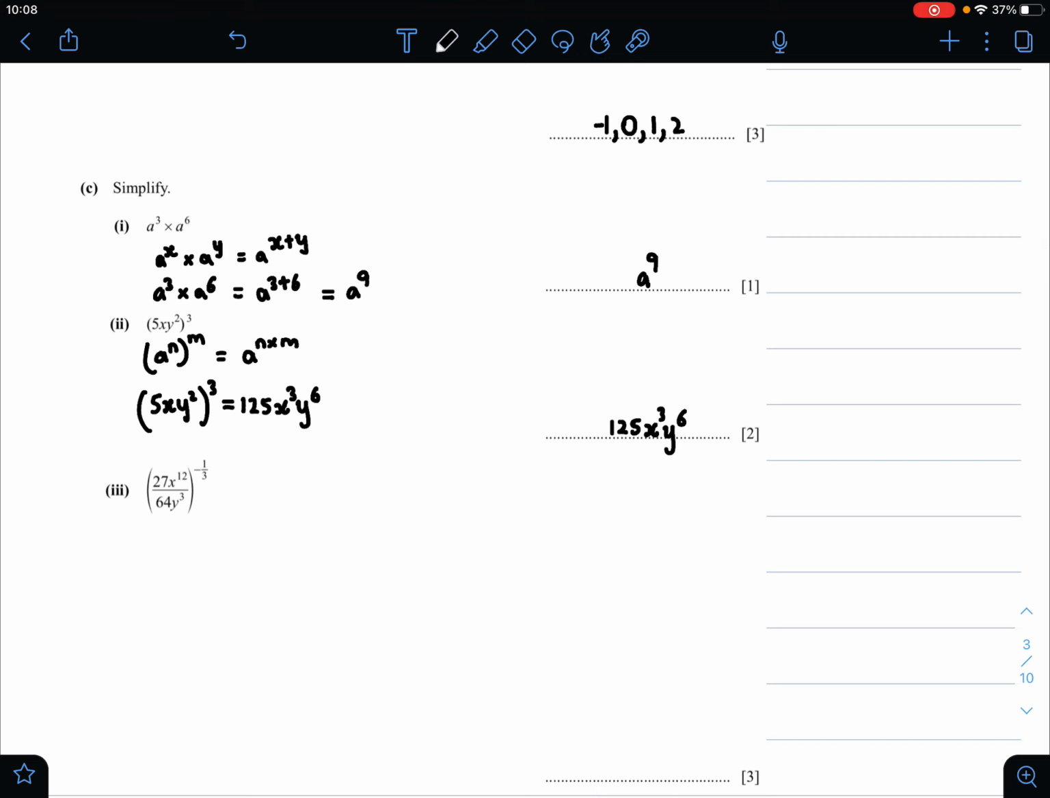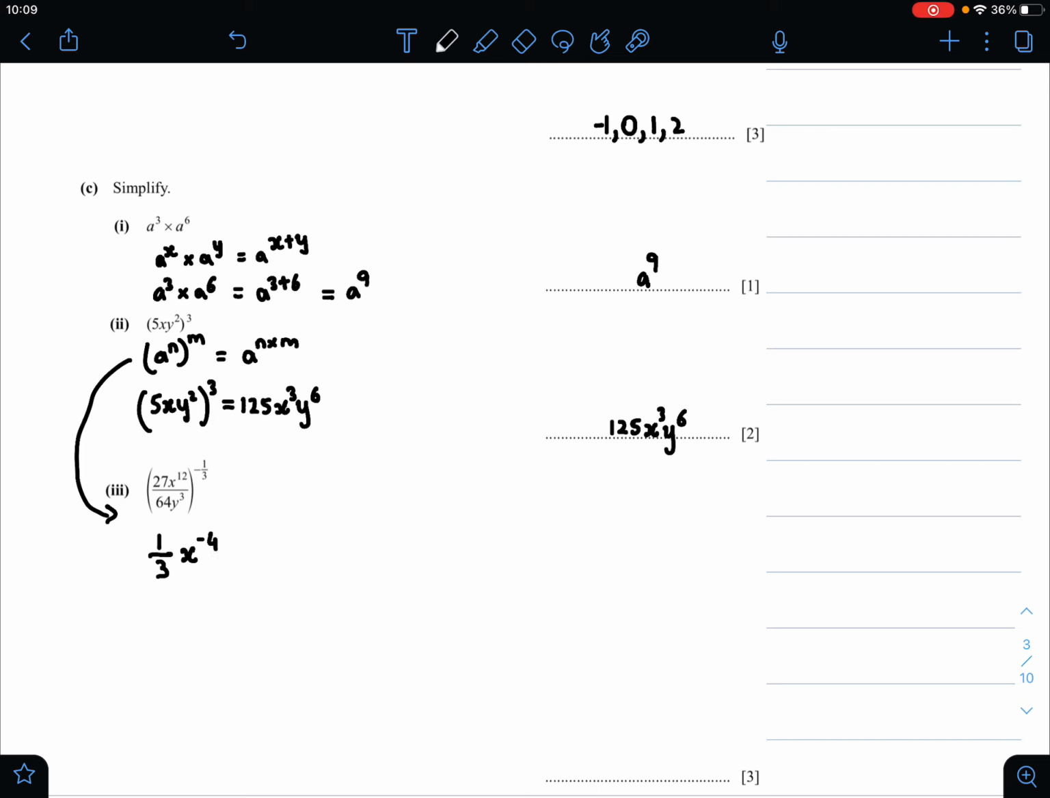Again you have to solve this part by part. So 27 raised to negative 1 by 3 is equal to 1 by 3. My bad. Yeah, 1 by 3, x raised to, now again we use the same rule over here. So 12 multiplied by negative 1 by 3 will be equal to 12 divided by 3, which is equal to 4. But since it is negative, it will be negative 4.